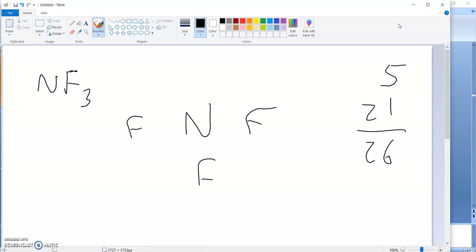Let's start making bonds. There's a bond between nitrogen and fluorine, and I've used 2 electrons. Remember, a dash is a pair of electrons, or a bond, right? So I've used 2, 4, 6 electrons. I've made all my bonds. Everybody's bonded together. The molecules stick together. And I've used 6 of my 26 electrons.